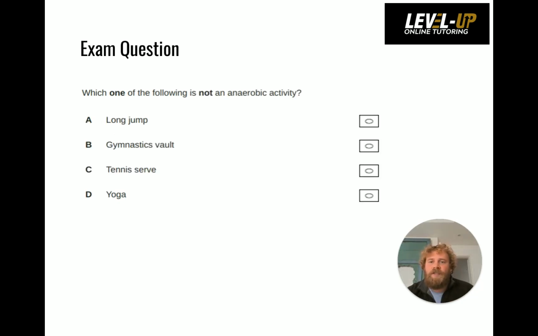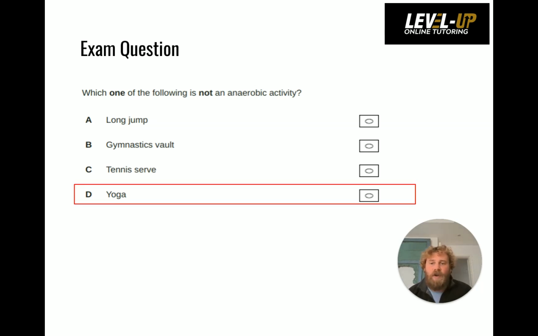Which one of the following is not an anaerobic activity? Again, anaerobic is a short burst of energy. We have the long jump, the gymnastics vault, the tennis serve, and yoga. The answer would be yoga, because yoga is an aerobic activity. We'll be doing that over a longer period of time: 20 minutes, half an hour, a long period of time. A tennis serve, a long jump, or a gymnastics vault tend to only last a very short period of time.